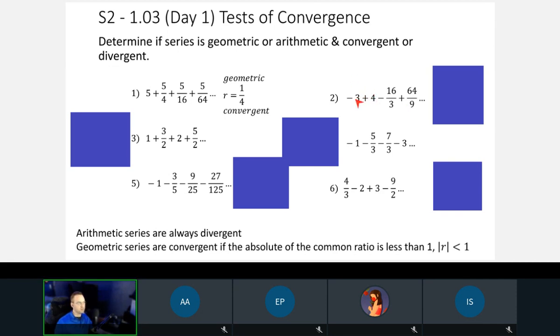So 4 divided by negative 3 is negative 4/3. Negative 16 over 3 divided by 4 is also negative 4/3. So the common ratio is negative 4/3. You are multiplying by negative 4/3 every single time.